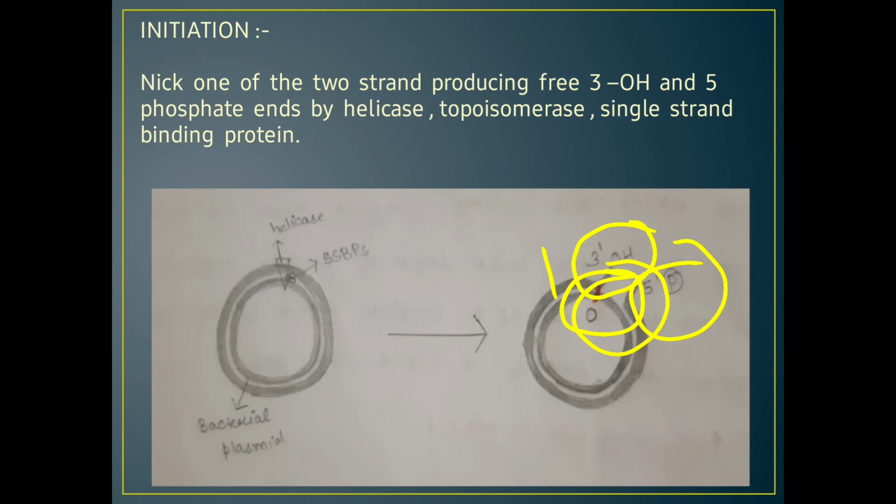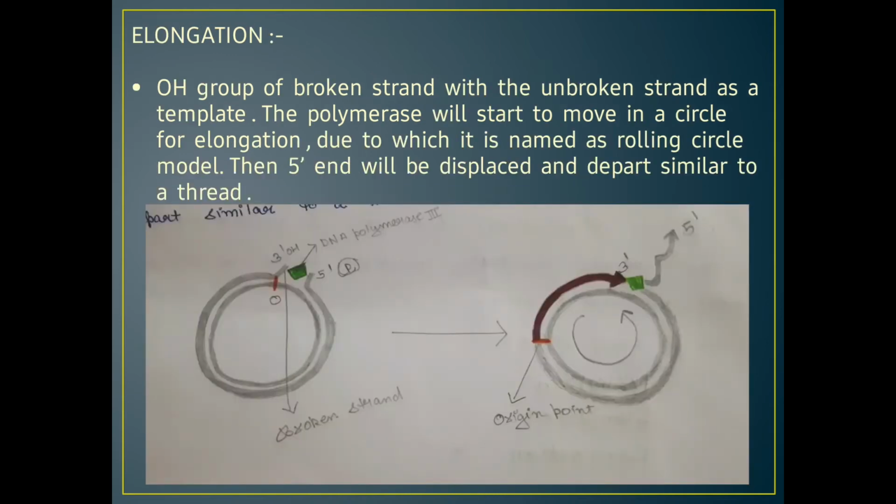So what happens in initiation? A small cut occurs with the help of the enzymes helicase, topoisomerase and single strand binding proteins, and at the 3' end there will be an OH group, and at 5' there will be a phosphate group. That is the initiation stage. That was the first step. Next is our elongation step.